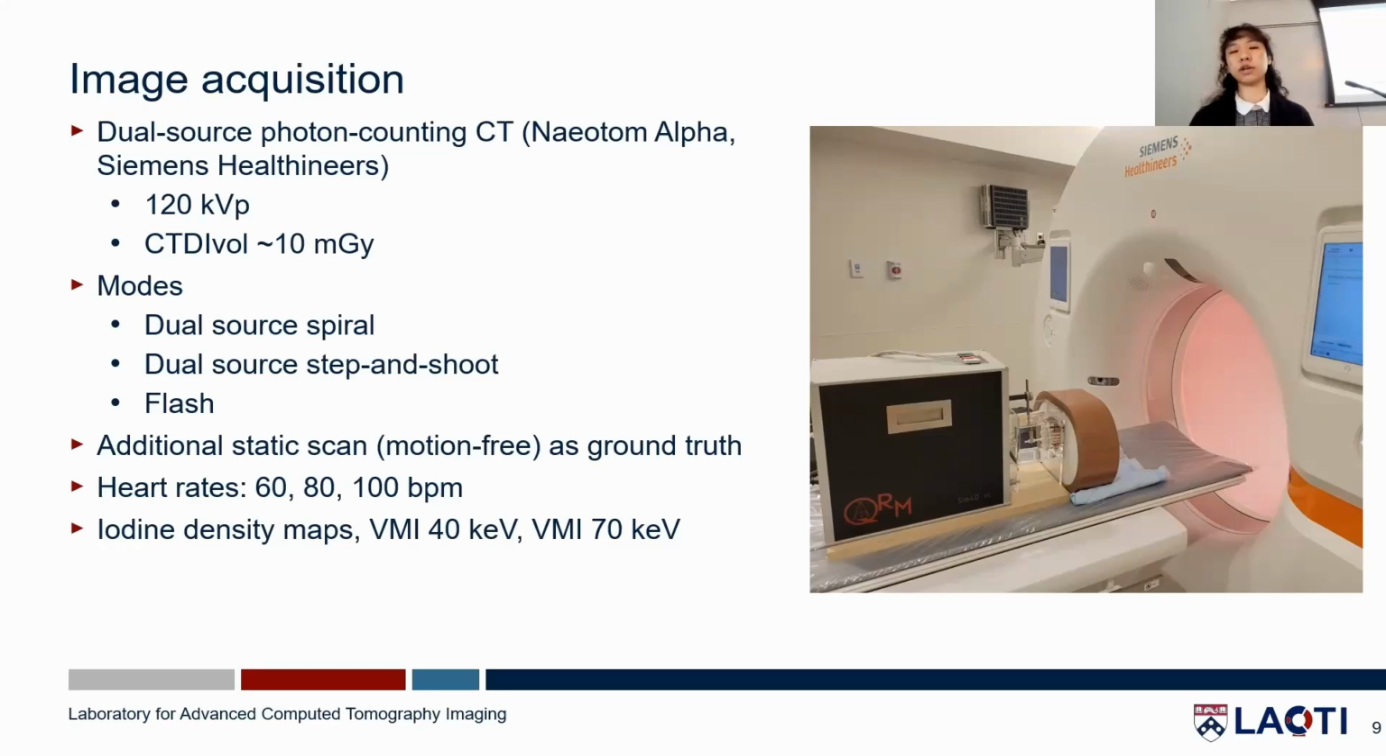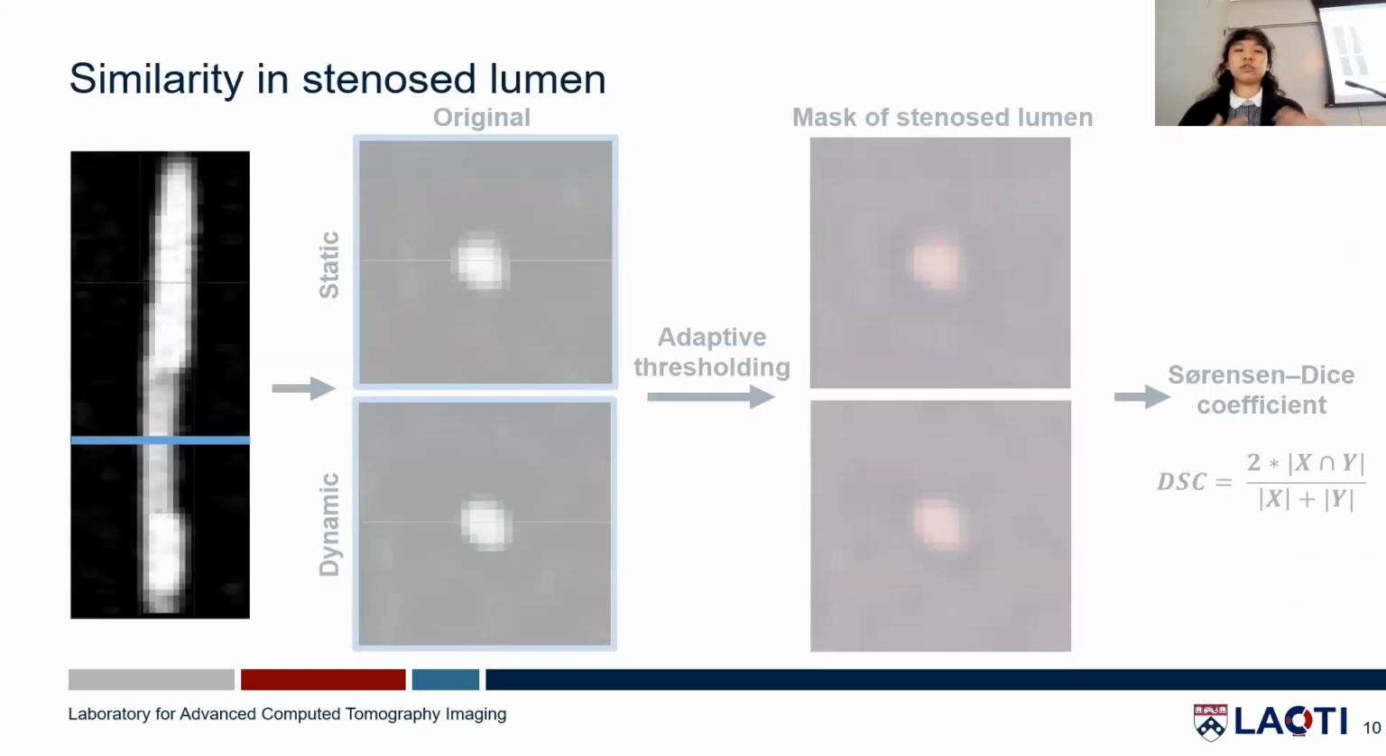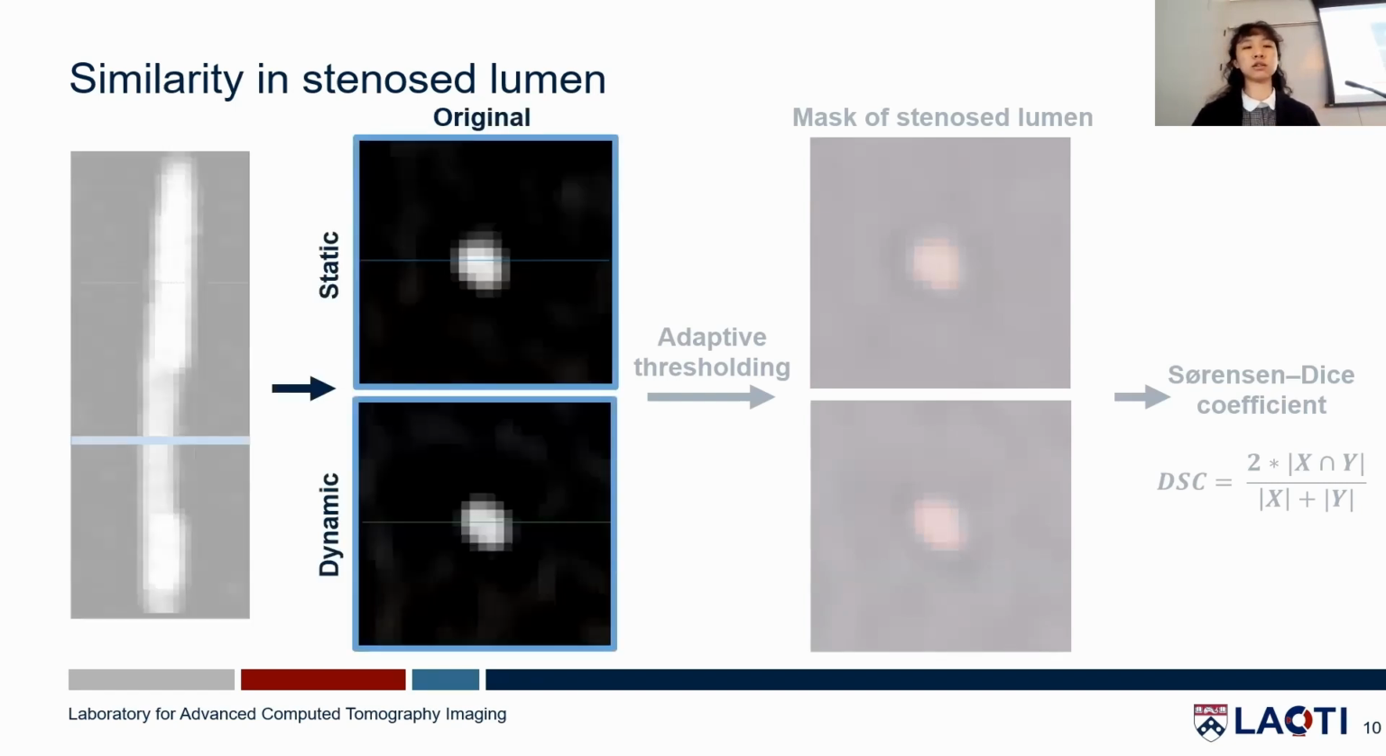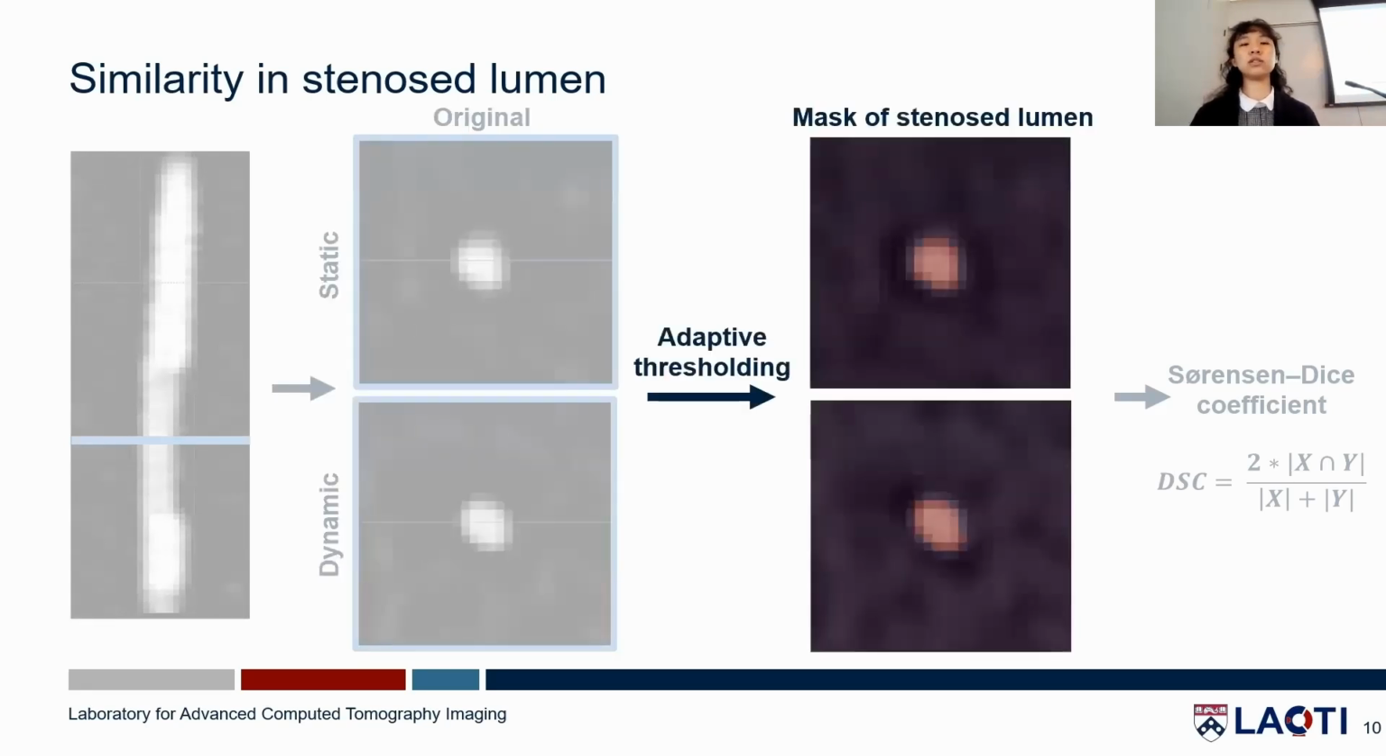For the analysis portion, we start with the stenosis lumen. Here on the left, we have a coronal view of the rod, and it looks like someone took a bite out of it. The portion that is bitten out is the plaque. We select the central 5 slices and look at those axial slices. This is what those axial slices look like for both the static and dynamic scans. We then apply adaptive thresholding to acquire the mask of the stenosis lumen, and by comparing these 2 masks, we can calculate the dice coefficient.